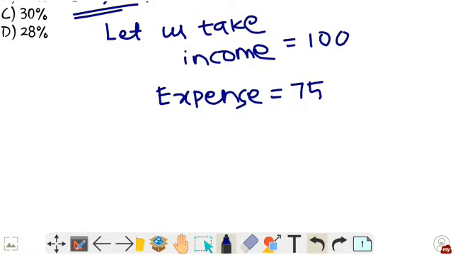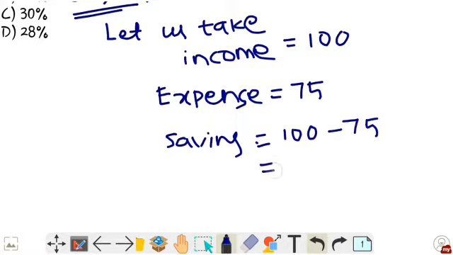So what is the saving here? Saving is 100 minus 75, which is equal to 25.